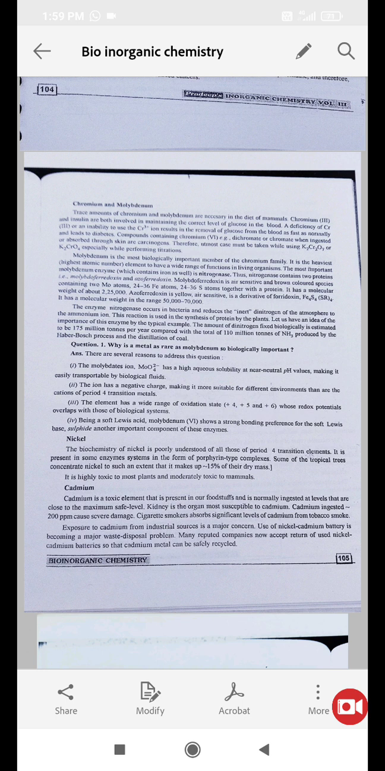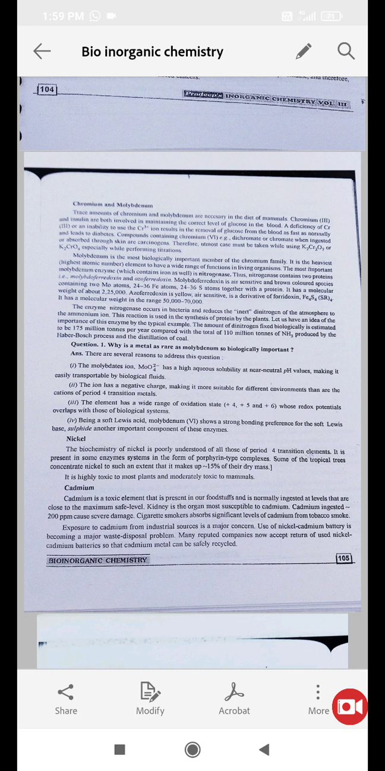It is the heaviest element to have a wide range of functions in living organisms. The most important molybdenum enzyme is nitrogenase. Thus, nitrogenase contains two proteins, that is molybdoferredoxin and azoferredoxin.